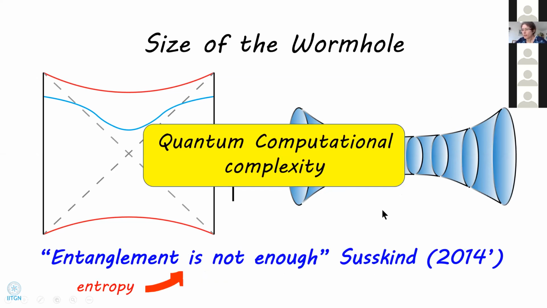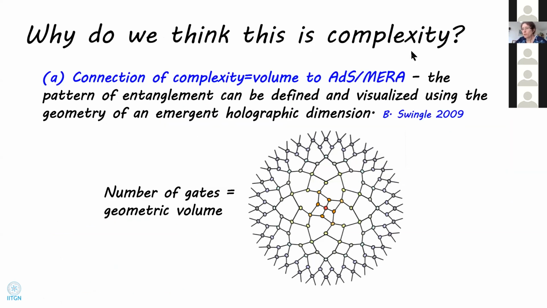And that's what Susskind said. He basically said entanglement is not enough, since entanglement does not keep growing for a very long time. It saturates after a time which is proportional to the size of the subregion that we are studying the entanglement for, while complexity keeps growing for a long time. So why do we think that that's complexity?